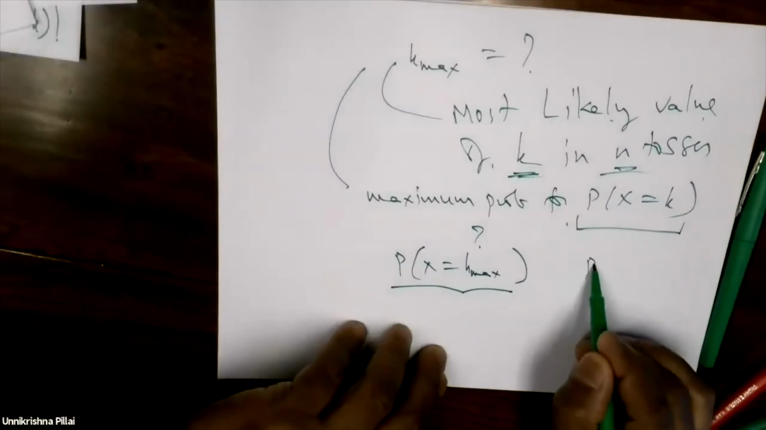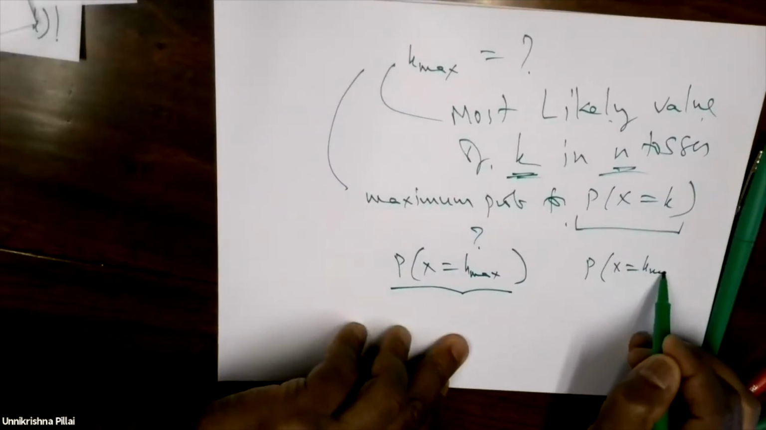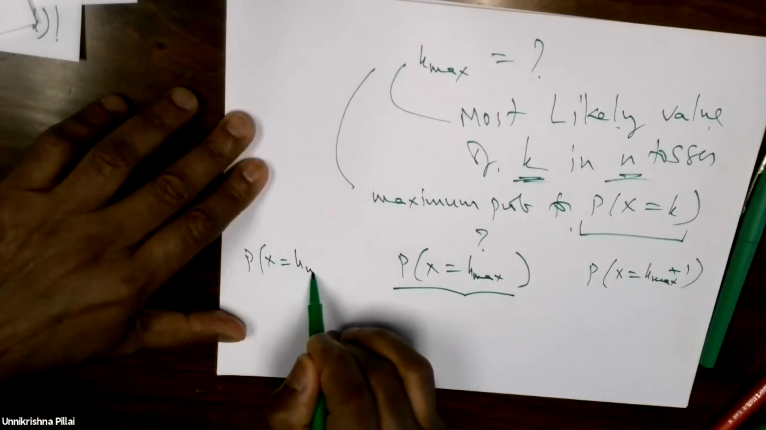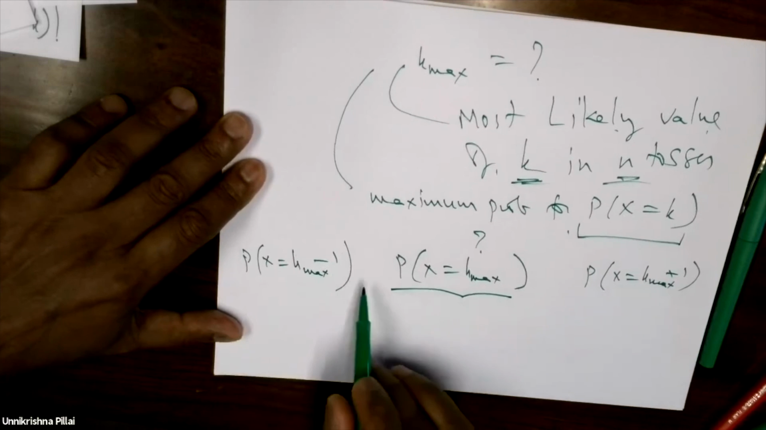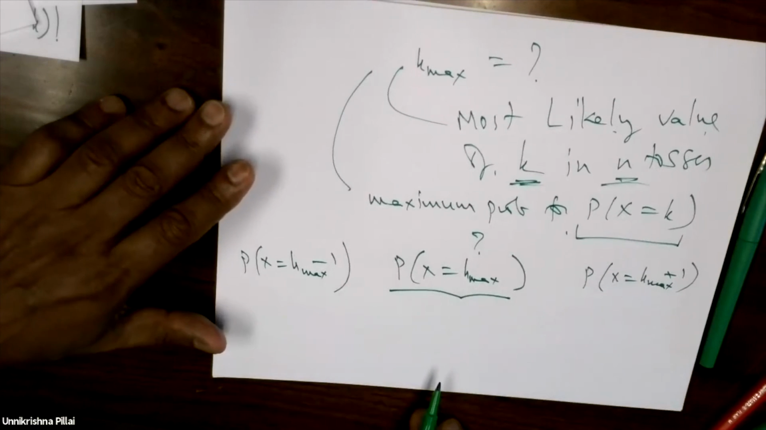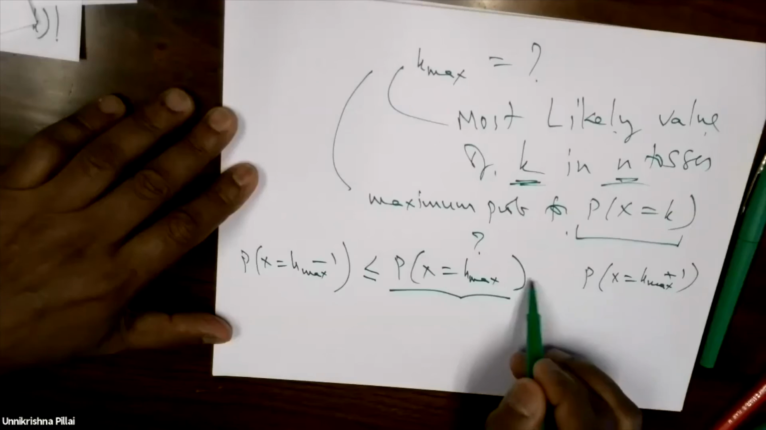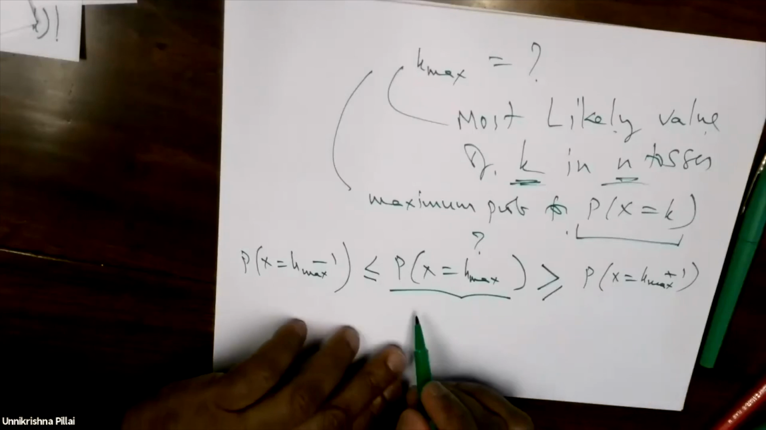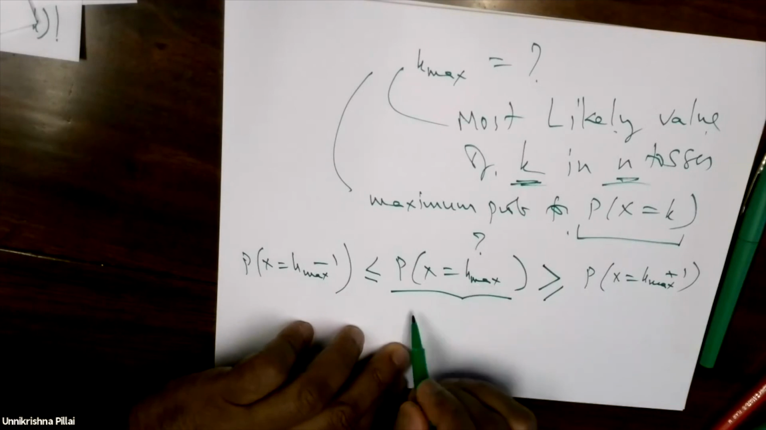So I will write here. You have x equal to Kmax plus 1. And I have probability of x equal to Kmax minus 1. So what is the relation between these three probabilities? Anybody? Left is smaller than mid, and mid is smaller than the right. And how about here? Also smaller. Or greater than or equal to. This way or this way? And remember, you go home and do this. You know how to write this. So this is n choose.